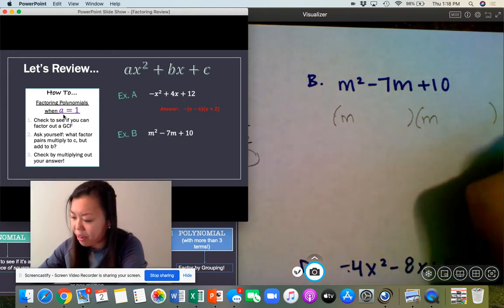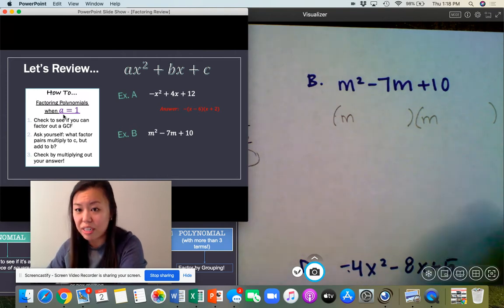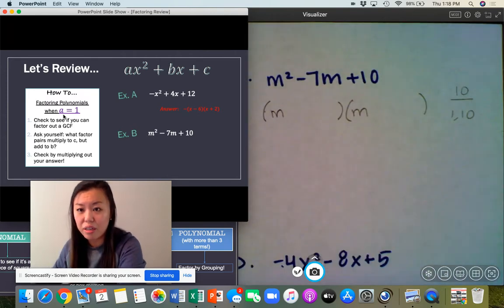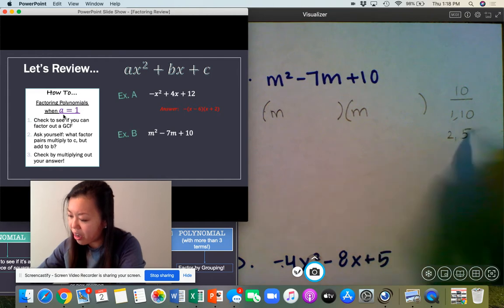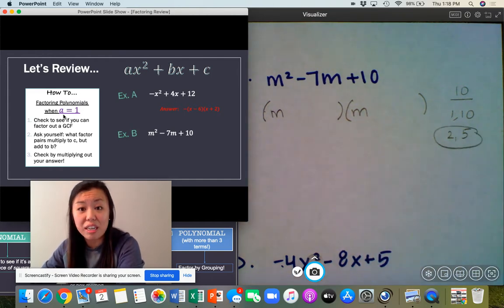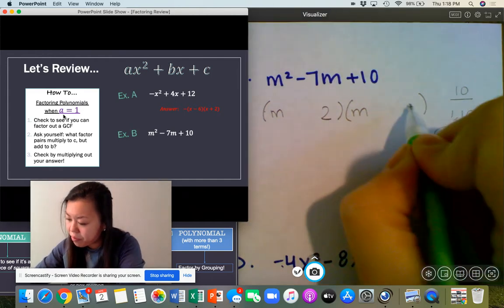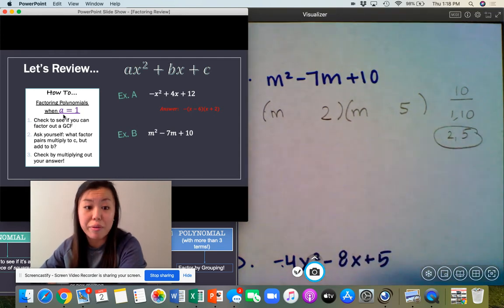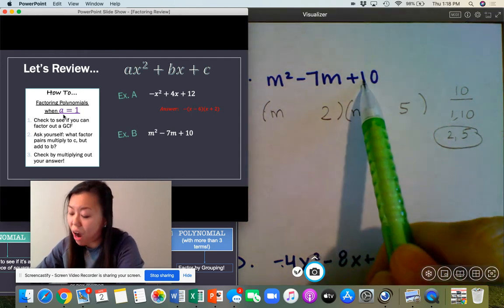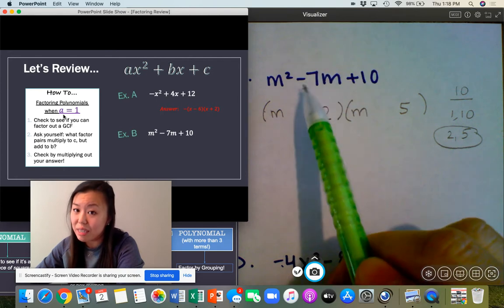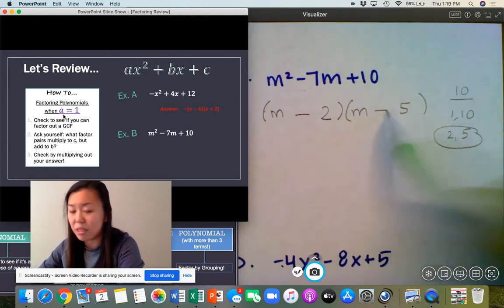All right, so think about your factor pairs of 10. If you need to write it down on the side, you can. Let me slide that over. All right, 1 and 10, 2 and 5. The 2 and the 5 are what's going to give me that 7. After we figure out the numbers, we have to play around with the signs. Now I know if my product is positive and my sum is negative, both of these terms must be negative.